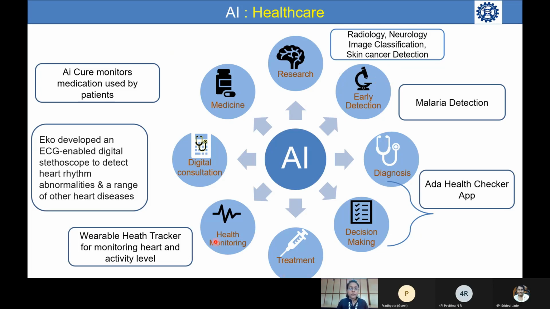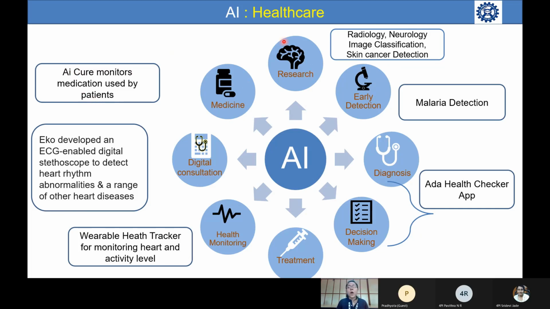And nowadays, some health monitoring devices are available, like wearable health trackers, which will monitor your heart and activity level. And nowadays, digital consultation is also available. Echo is one company that developed an ECG enabled digital stethoscope, which can detect heart rhythm abnormalities and a range of other heart diseases. And another startup company designed AI care monitors. It will monitor the medication used by patients. This app basically monitors whether the patient is taking the medicine at the correct time and taking the right medicines. So those things it can do.